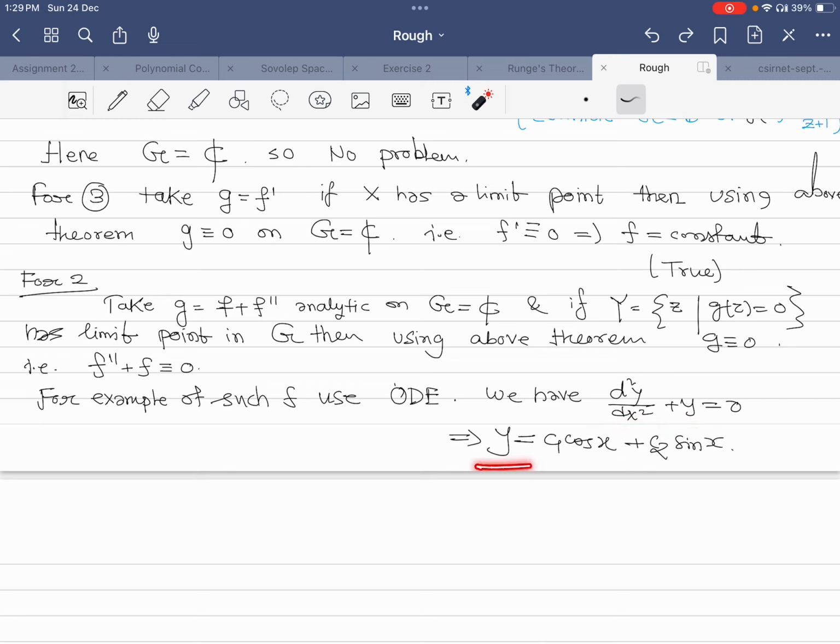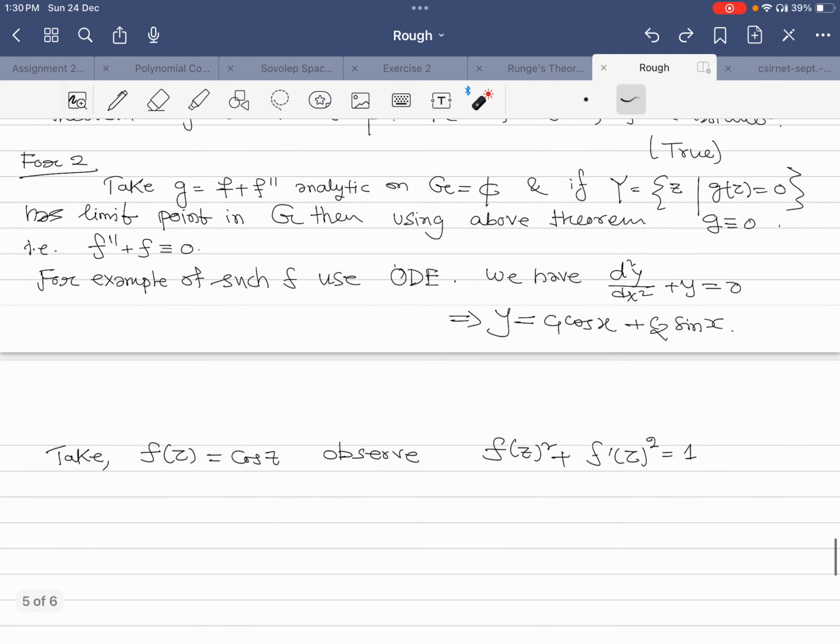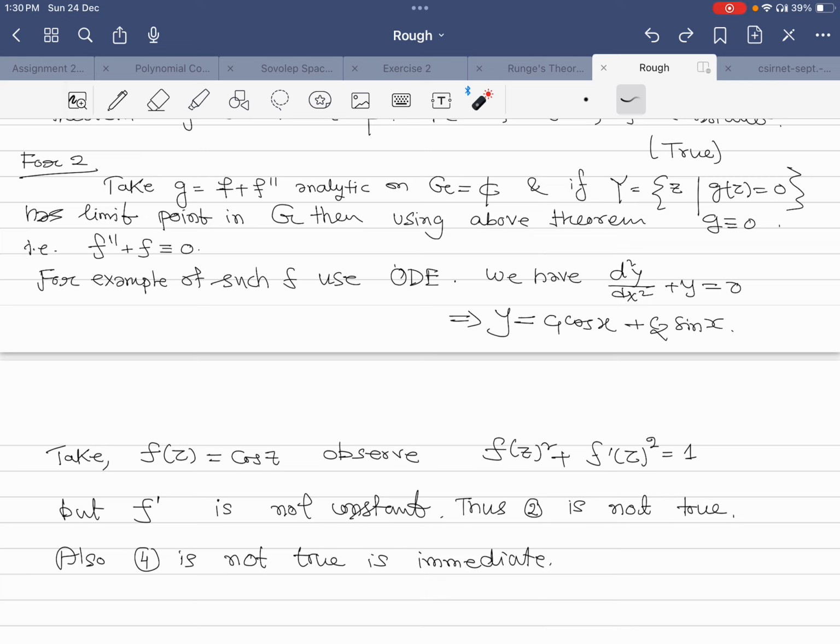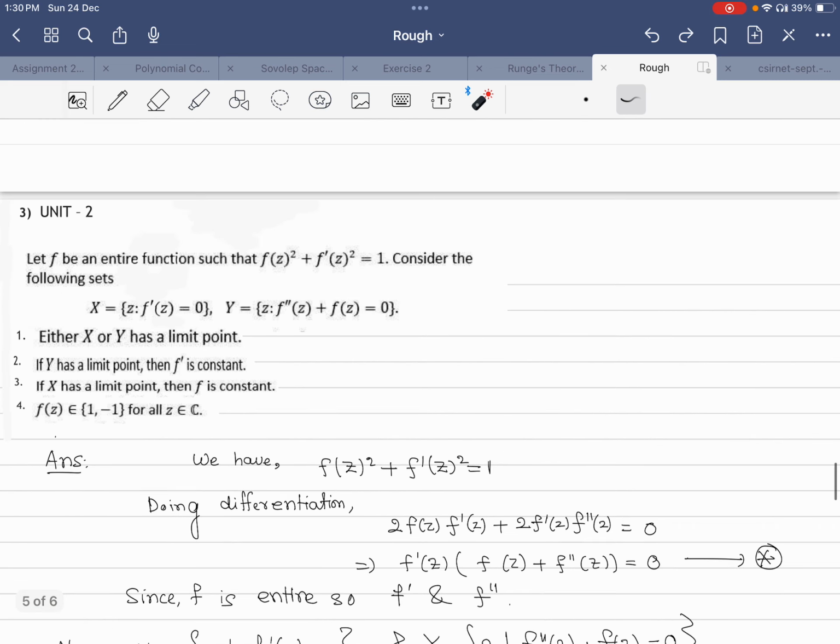And what is the solution? That is the solution, right? Where C1 and C2 are arbitrary constants, so we can take C1 0, C2 1, or C2 0, C1 1, or some constants also you can take. So from here also we get that example, right? Here f prime is not constant, thus 2 is not true, right? Also 4 is not true, that is immediate. Done. So 3 and 1 are true, and 2 and 4 are false.